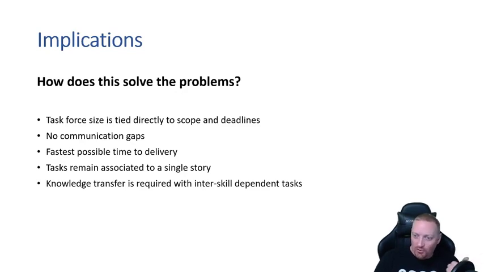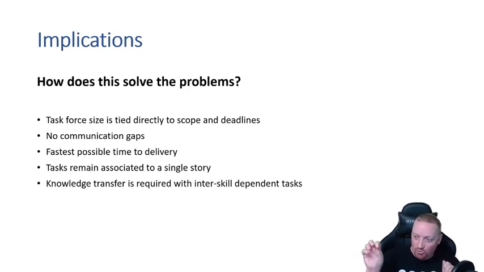Knowledge transfer is required with inter-skill dependent tasks, right? Because the teams are comprised of cross-functional teams with all these different skills and different domain knowledge, people that have some prior knowledge of the domain if that's necessary, all of that knowledge that may have existed in one or two people's heads can now be transferred to the rest of the team. The rest of the team now understands not just the context of the overall shared story, but all of the pieces that they may not have worked on in the past.